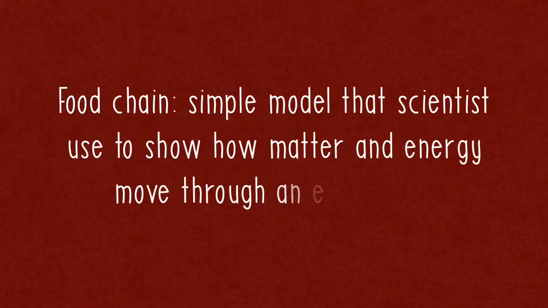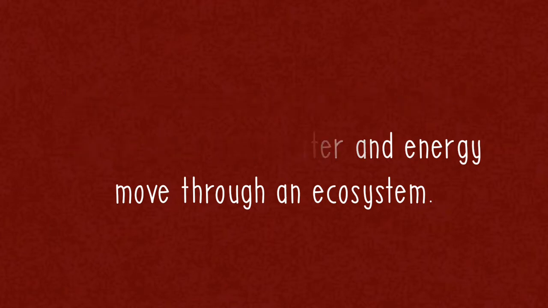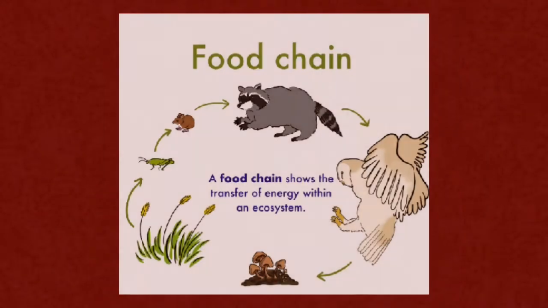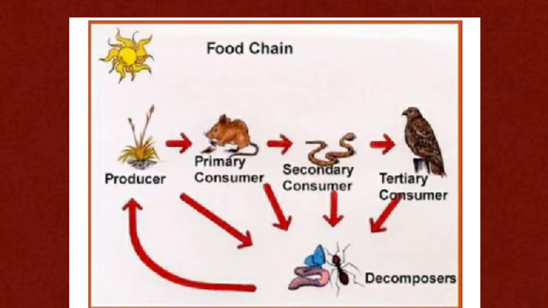A food chain is a simple model that scientists use to show how matter and energy move through an ecosystem. In a food chain, nutrients and energy move from autotrophs to heterotrophs and eventually to decomposers. A food chain is drawn using arrows to indicate the direction in which energy is transferred from one organism to the next. Most food chains consist of 2, 3, or 4 transfers.